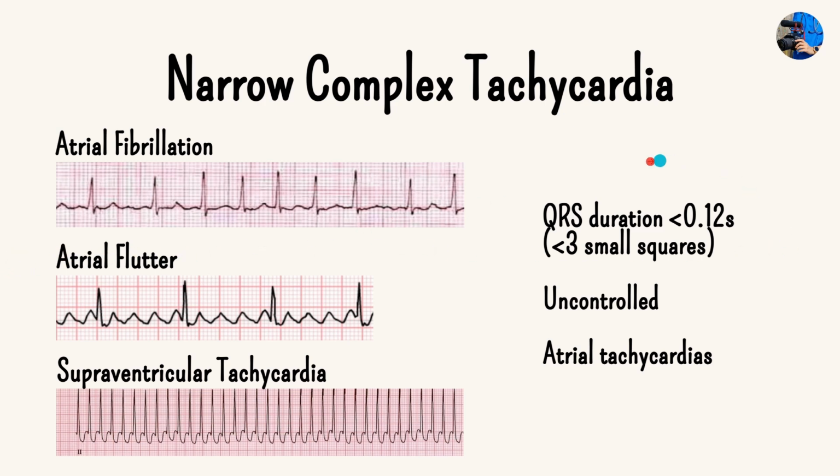And main things to be aware of, well, QRS duration is going to be less than your 3 small squares. This is not really affecting the ventricles. Your QRS complexes are pretty much normal. However, it's this uncontrolled feeling. It's not in sync. It's not regular. It's irregular in atrial fibrillation, as you can see. And most importantly, it's affecting the atria. So these are atrial tachycardias.